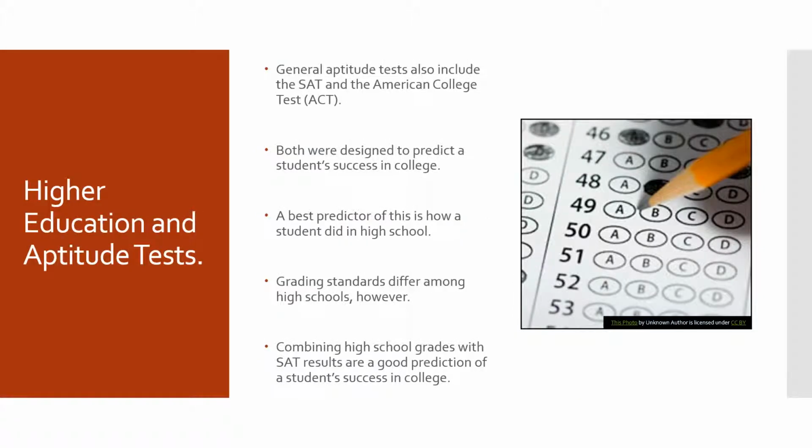Now, general aptitude tests, which you may have heard of already, also include the SAT and the American College Test, or the ACT. Both were designed to predict a student's success in college.